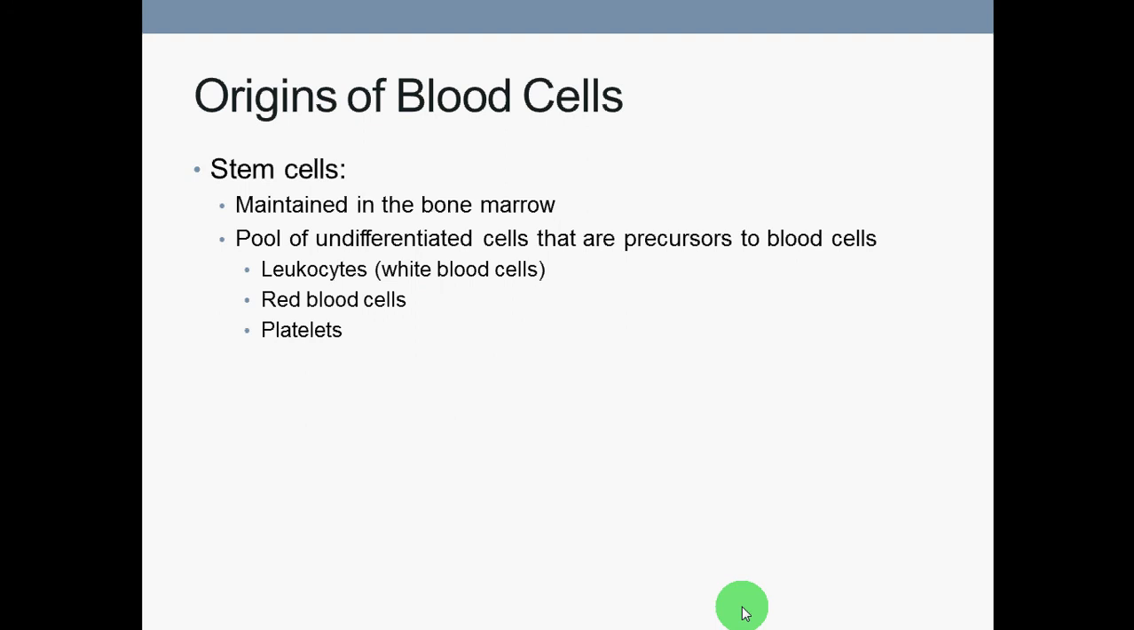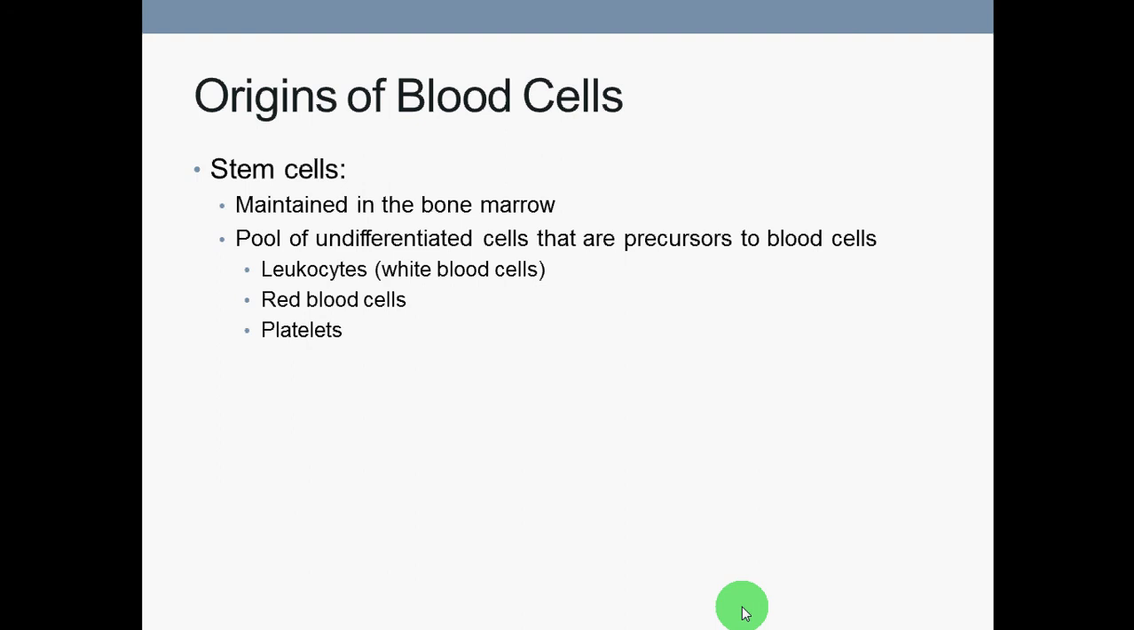Now all these blood cells that you find in whole blood originate from the same location. They originate from your bone marrow. And they all come from stem cells. So stem cells are undifferentiated cells, which means that these cells do not have a purpose yet. The ones that you find in bone marrow are precursors to different blood cells.